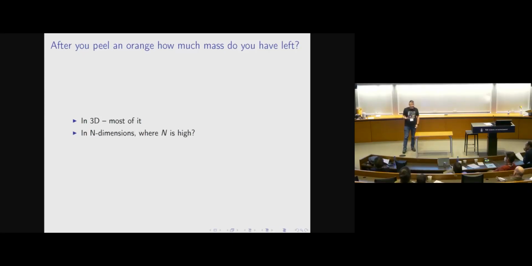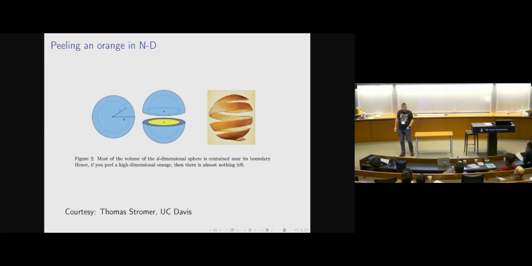What about n dimensions? So what happens if you peel an orange that exists in n dimensions? N-dimensional orange. How much of the orange is going to be left? Much less. Okay, so what's this? Okay, so Leonid knows. All right, so in fact, if you peel an orange in n dimensions, actually almost nothing is going to be left. So this is a nice picture from Thomas Stromer from UC Davis.